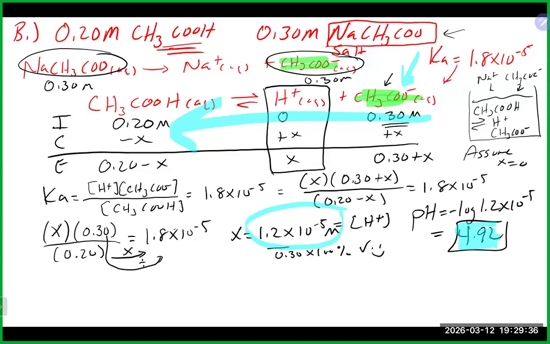That means we actually have less H plus free in the solution. The result of that is we have a higher pH than when the common ion is not present. Any questions on that there?